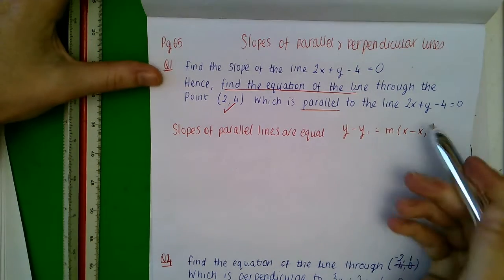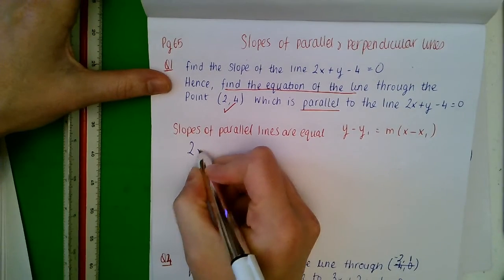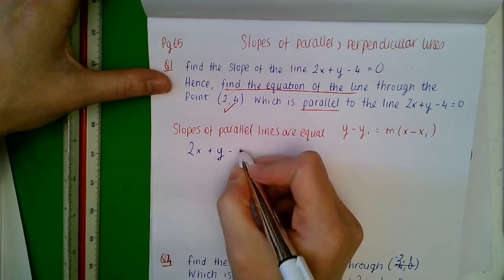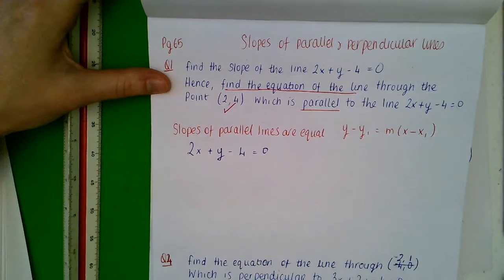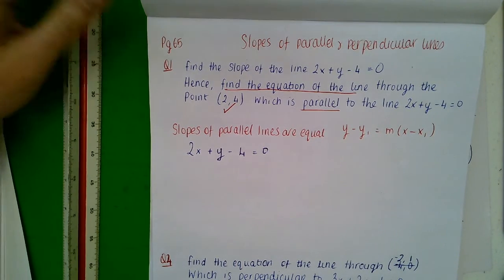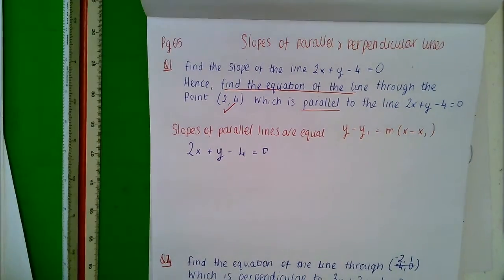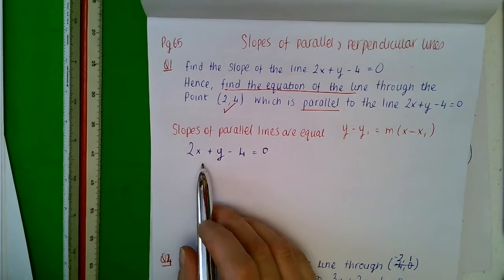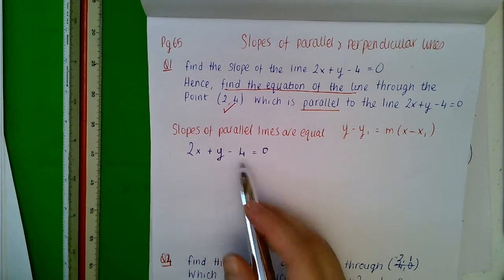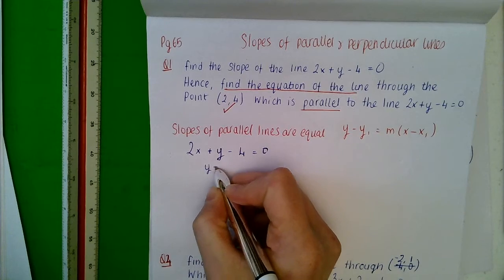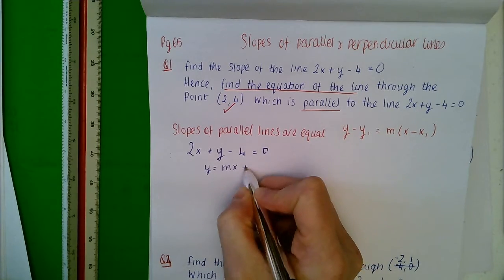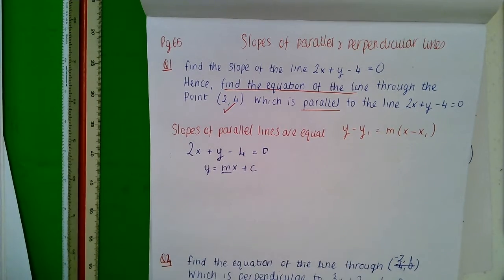So we're going to start off by using this equation, 2x plus y minus 4 equals 0. Now to start us off, we can't use the slope formula here, and we can't use rise over run. We can't use the slope formula because we don't have 2 points, and we can't use rise over run because we don't have a graph. But we do know that if we rearrange this equation in the form y equals mx plus c, we can say that the m is the slope.